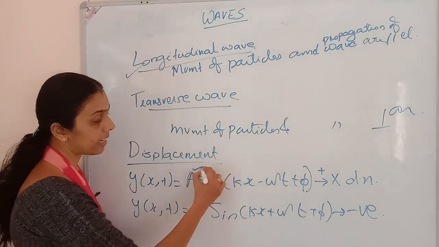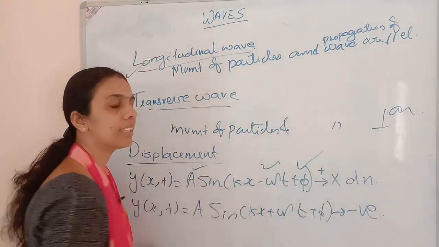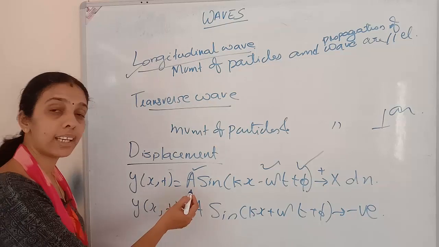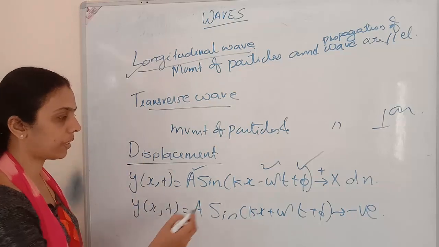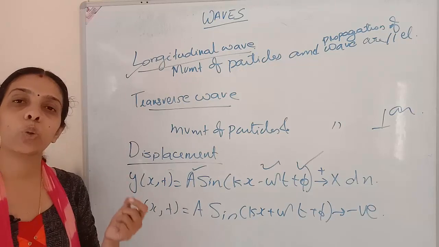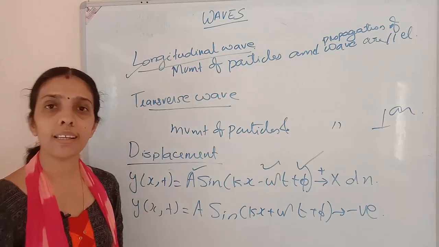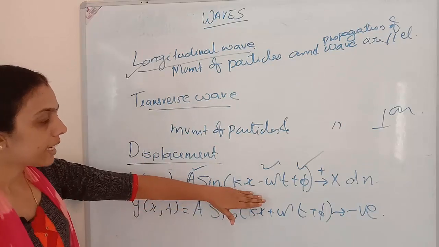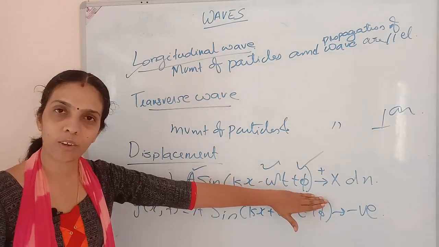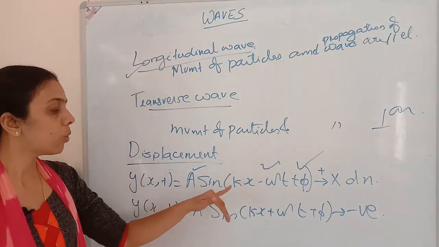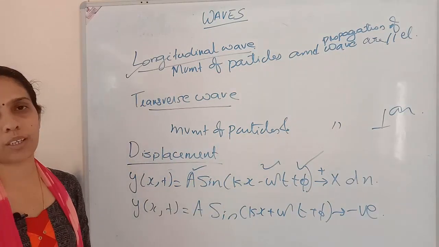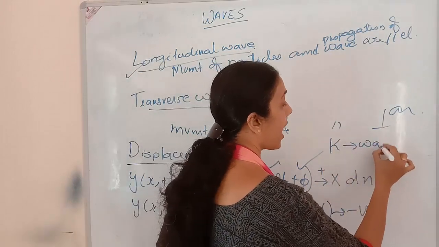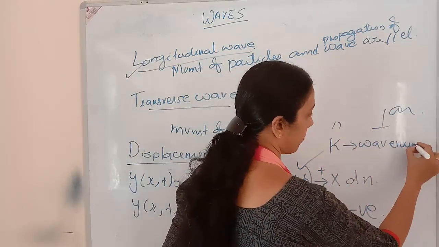Here in this, A, omega and phi are familiar to you since we learned them in the oscillation chapter, right? A is the amplitude of the wave, omega is the angular frequency, phi is the phase constant. So kx minus omega t plus phi is called the phase term. What is k here? k is called the wave number or angular wave number.